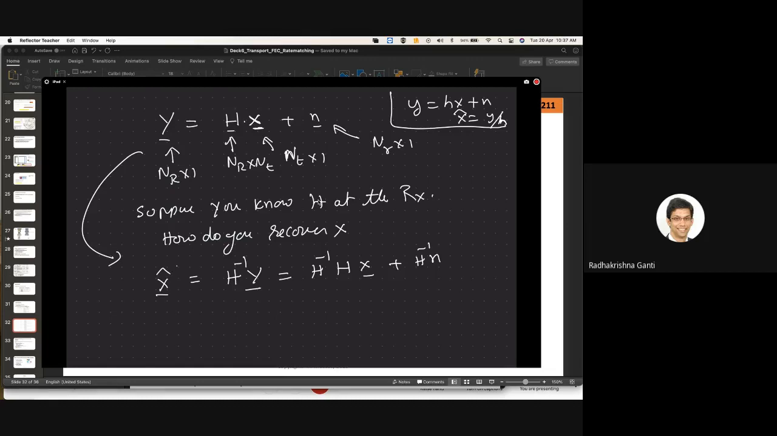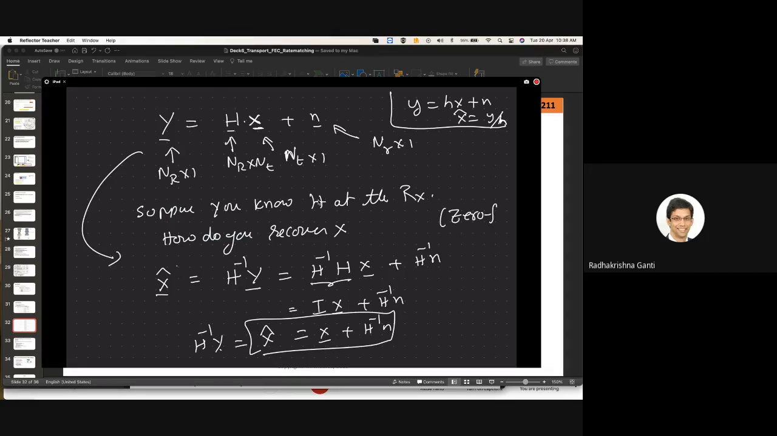So what will happen? H inverse times H would become the identity matrix, so identity matrix times X plus H inverse N. So your X hat would be equal to this, which is equal to H inverse Y. Is this fine? This is a very simple way of doing things. This is again called zero forcing. It's called the zero forcing receiver.